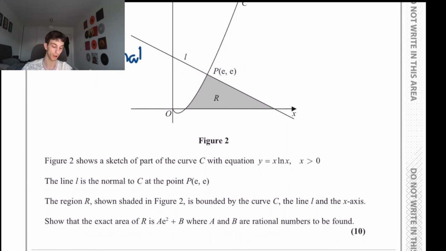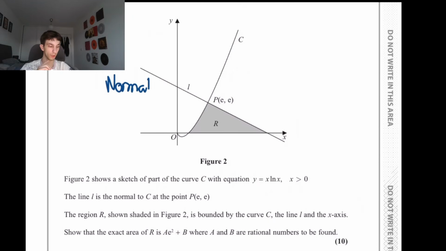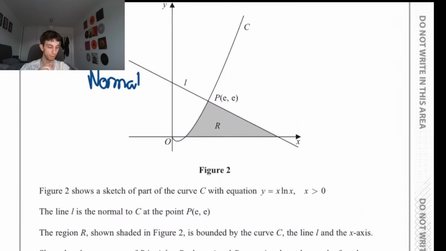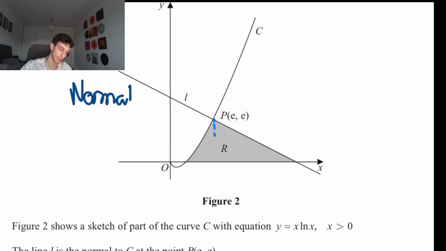Show that the exact area of R is Ae squared plus B, where A and B are rational numbers to be found. So integrating this, how are we going to go about it? Well, immediately I'm thinking we can't just integrate under a curve here to find the area. So we're going to split this integral. We're going to find the area under the curve, with upper limit here, a lower limit here. And we can also find the area of this triangle here.